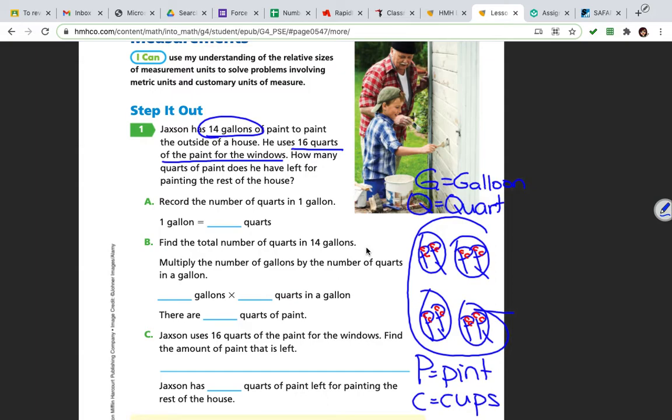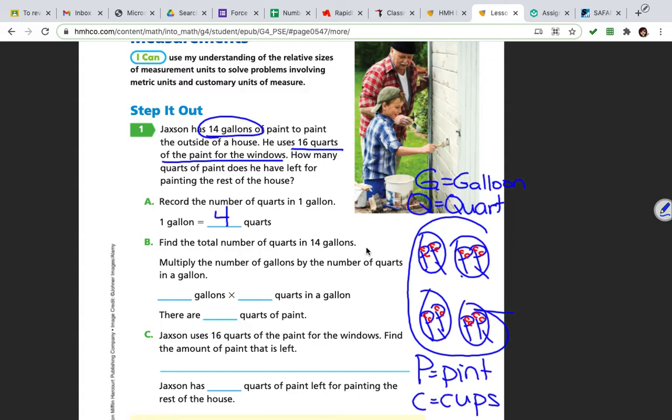We're going to need to know how many quarts he has, if he has 14 gallons. It says record the number of quarts in a gallon. So 1 gallon equals 1, 2, 3, 4. There are 4 quarts in 1 gallon. B says find the total number of quarts in 14 gallons. So we're going to have to multiply 14 times 4, the number of gallons by the number of quarts in a gallon.